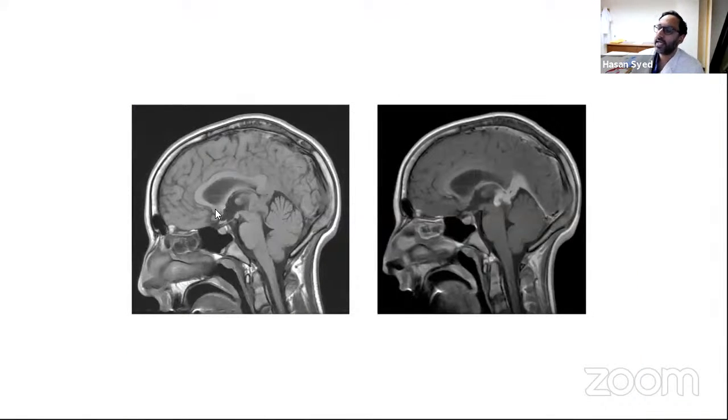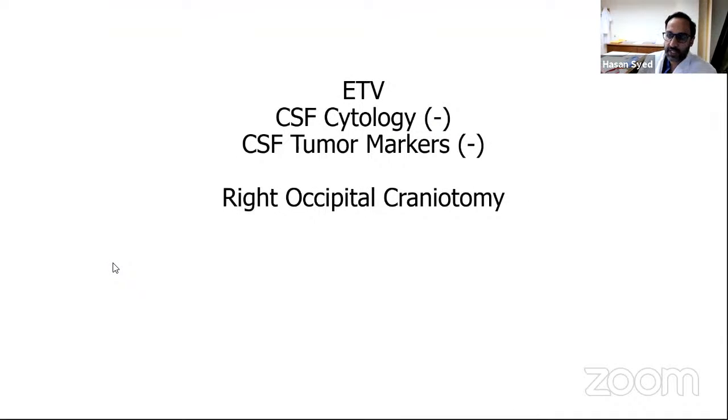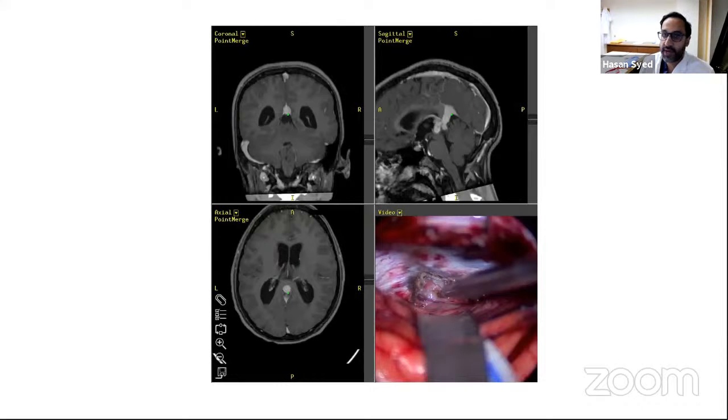This is another example of a child who had a pineal region tumor. As you can tell, post contrast, it was sort of irregular in appearance. You can see the axial images here to the bottom right. And so again, just in terms of the protocol, especially in pediatric patients, we treat the hydrocephalus with an ETV, do CSF cytology and serum and CSF tumor markers. In this case, they were all negative. So we ended up having to do an open craniotomy for a biopsy.